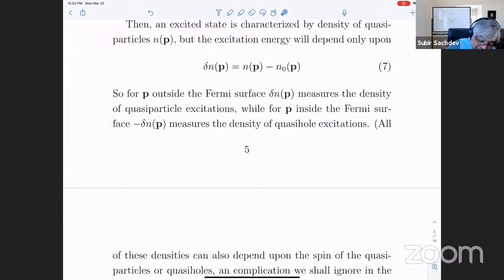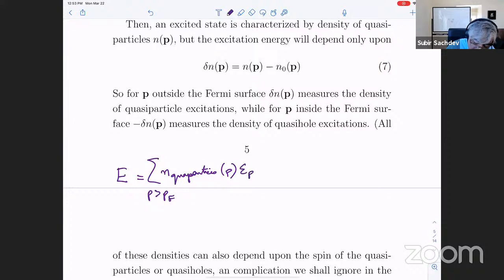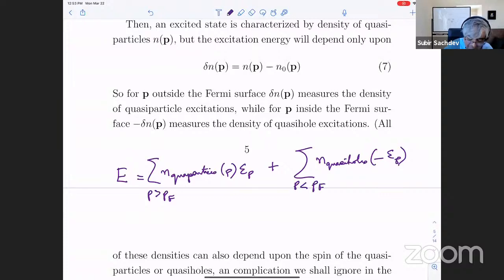So initially, if you had asked me what is the total energy of the system, I would say the total energy of the system is the number of quasi-particles at momentum P, for P outside the Fermi surface, times epsilon P. And then I would say it's the number of quasi-holes, for P inside the Fermi surface, times minus epsilon P. This is the excitation energy. So all I'm doing right now is changing the sign. And all I'm doing then is I'm transferring this sign from here to here.